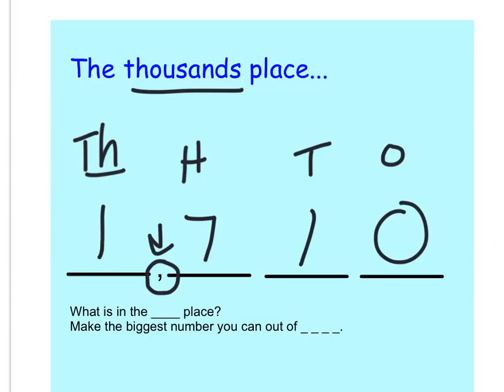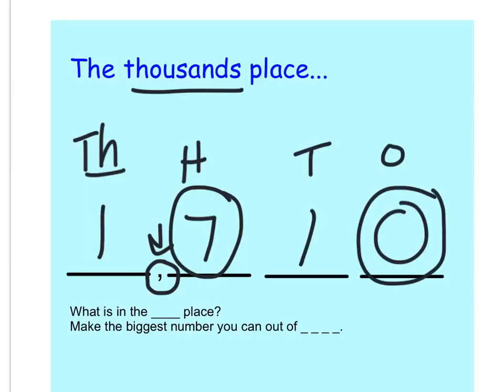When you look at this number, 1,710, what number is in the hundreds place? It would be the 7. What number is in the ones place? It would be the 0. And you've got ones both in the tens and the thousands place, but those represent different things. This represents one group of 10, and this represents one group of 1,000.